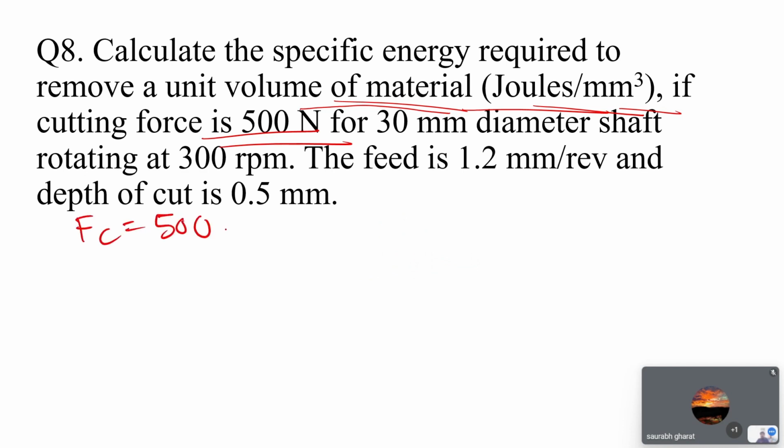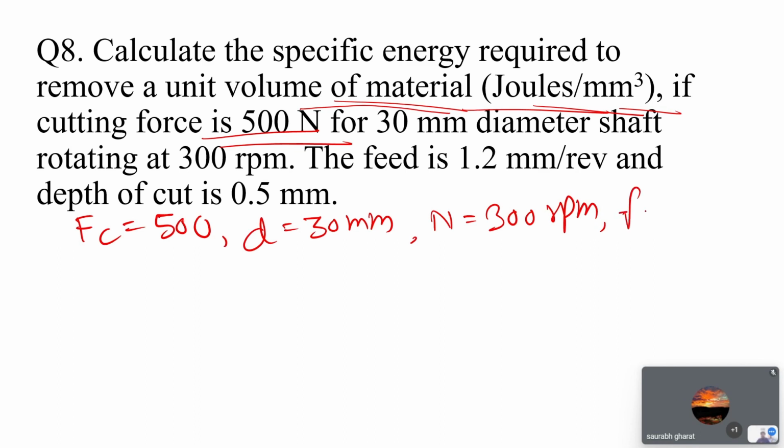The diameter is 30, and the speed is N equal to 300 RPM. The feed is 1.2 millimeter per revolution, and the depth of cut which is given is 0.5 millimeter. So we have to find out MRR first.